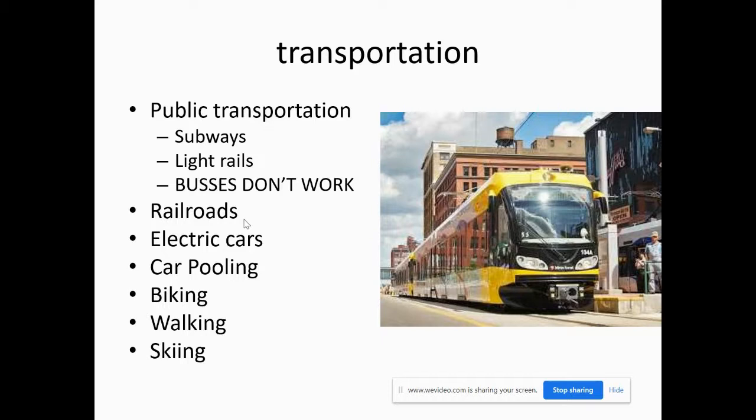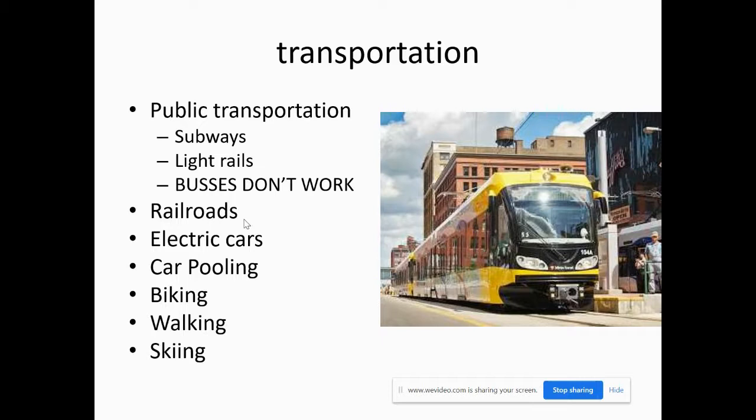Transportation is another place where we can save on energy. As you can see, we use so much gas in the US that now that everybody's not driving anywhere, the price on gasoline has plummeted. Public transportation is excellent. So are things like railroads, electric cars, carpooling, biking, walking, skiing.